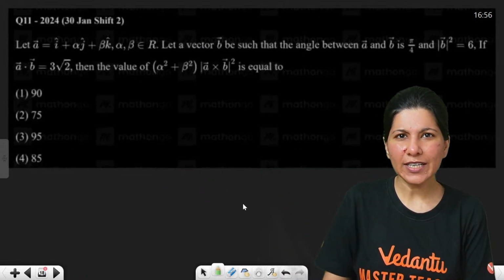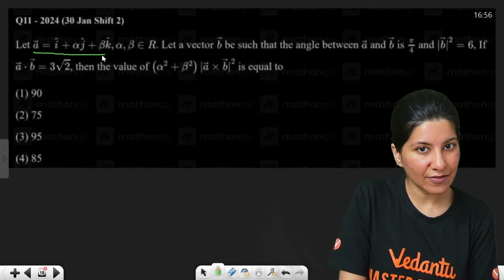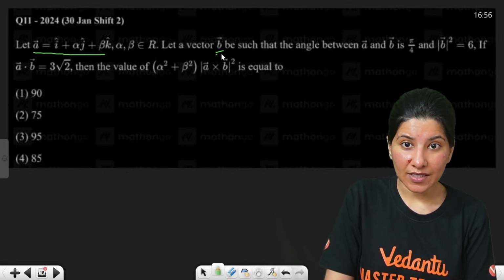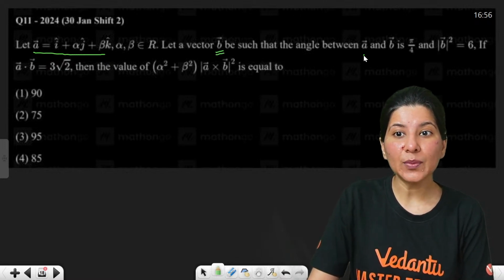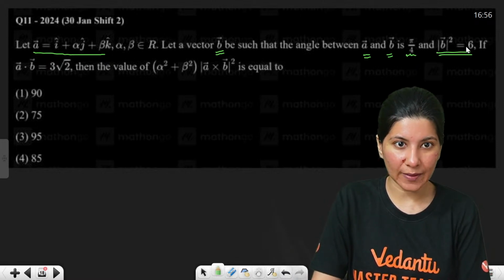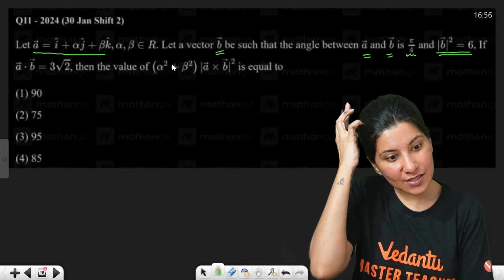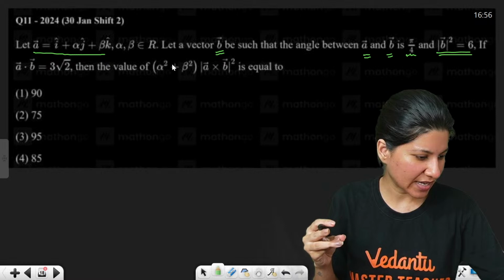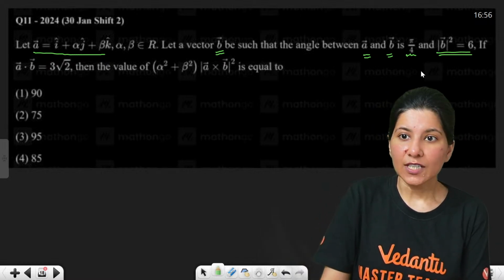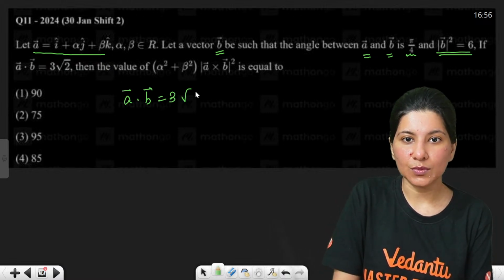Alright. Now let us talk about the next question. This is again, A vector is given in terms of alpha and beta. B vector is another vector such that the angle between A and B they are giving as pi by 4 and B square is 6. A dot B is also given. Find the value of alpha square plus beta square, A cross B. I guess this is also not at all a very difficult question. So we will talk about A dot B. They are giving it as 3 root 2.